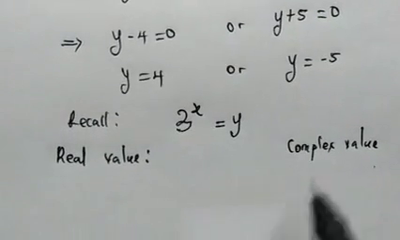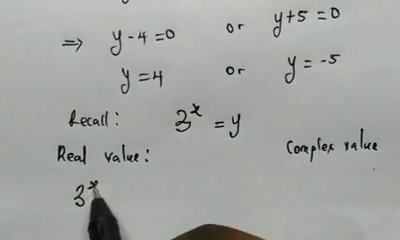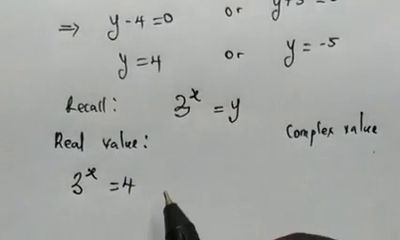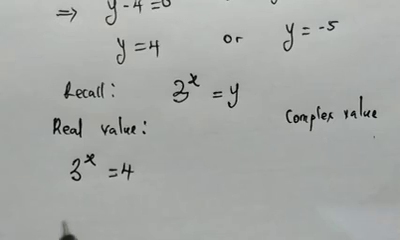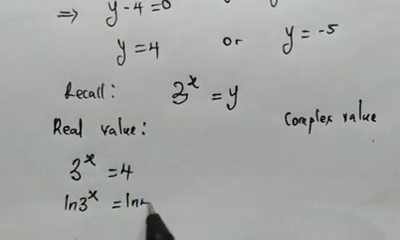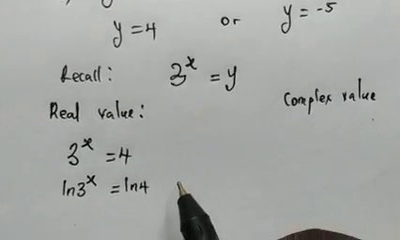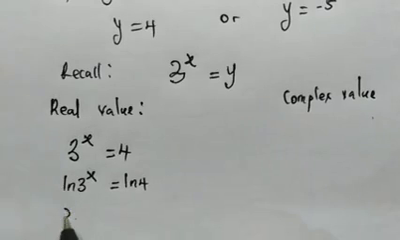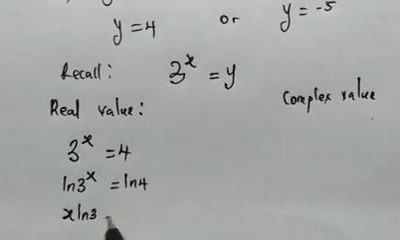So for real value of x here, we have 3 to the power of x is equal to 4. Now take the natural log on both sides, so we get the natural log of 3 to the power of x. This is equal to the natural log of 4. And with the property of logarithm, this power will come down. So we have x times the natural log of 3. This is equal to the natural log of 4.